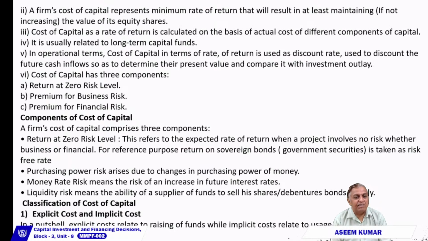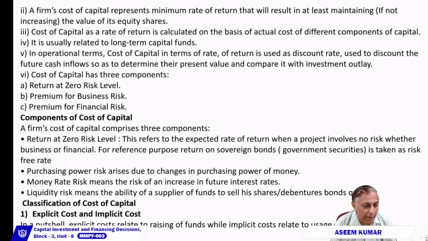Purchasing power risk arises due to changes in purchasing power of money. And the money rate risk means the risk of an increase in future interest rates. And liquidity risk means the ability of a supplier of funds to sell his shares, debentures, bonds quickly.